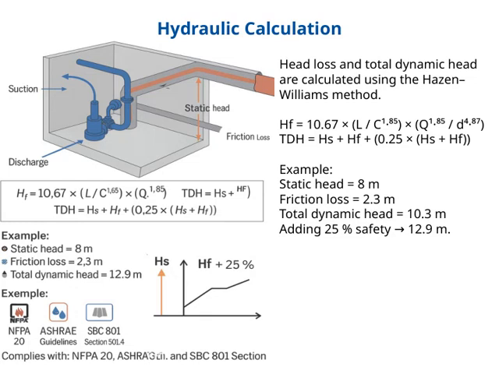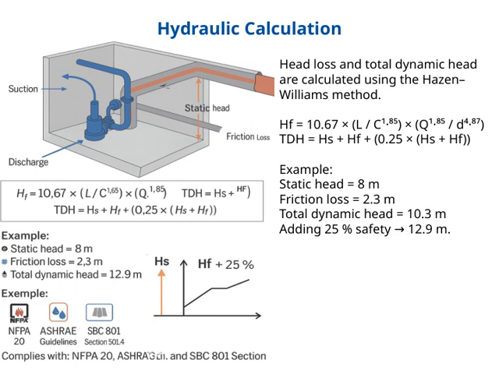Let's take a closer look at how we calculate head loss and the total dynamic head in our hydraulic system. We use the Hazen-Williams method for these calculations, which is quite popular for water flow in pipes. The head loss, denoted as HF, is calculated with this formula: 10.67 multiplied by the ratio of the pipe length, L, to the Hazen-Williams coefficient, C, raised to the power of 1.85. Then we multiply that by the flow rate, Q, raised to the same power, 1.85, and divide everything by the pipe diameter, D, raised to the 4.87 power.